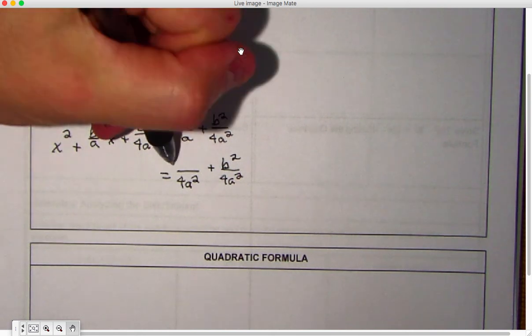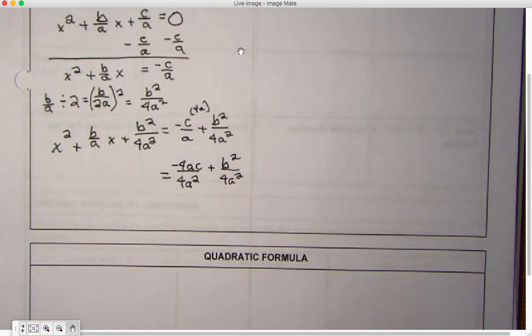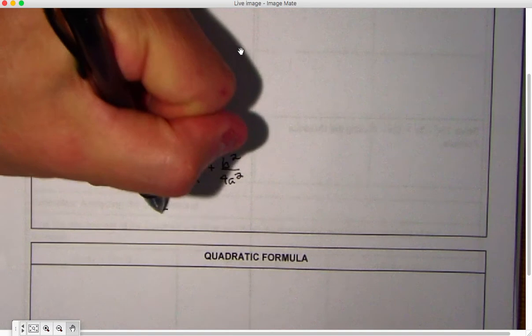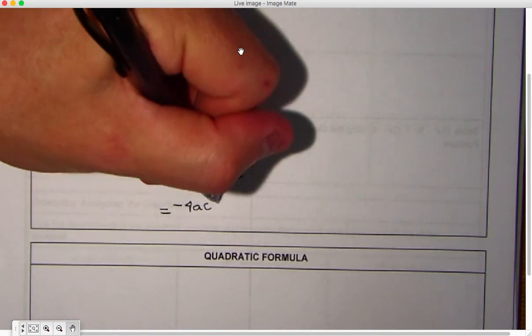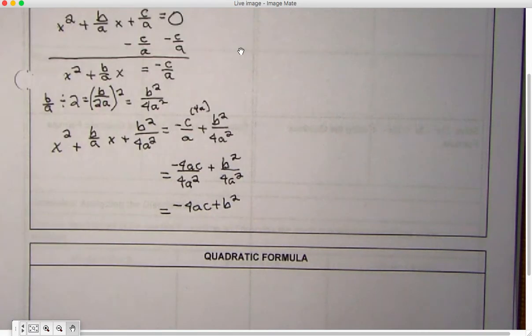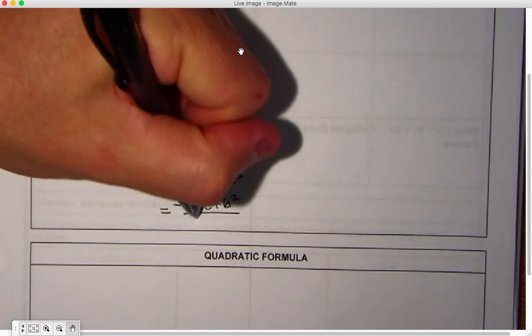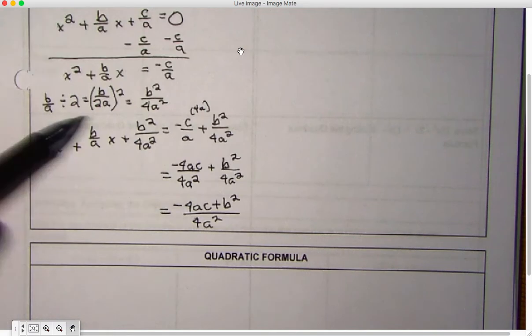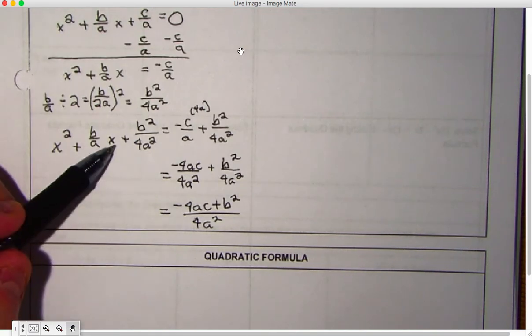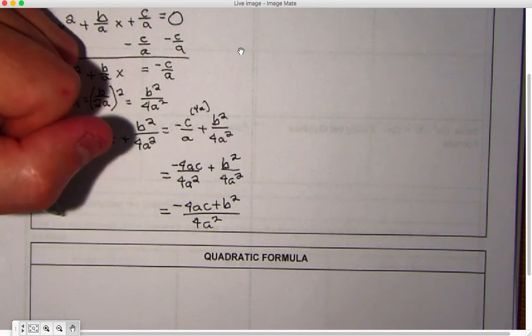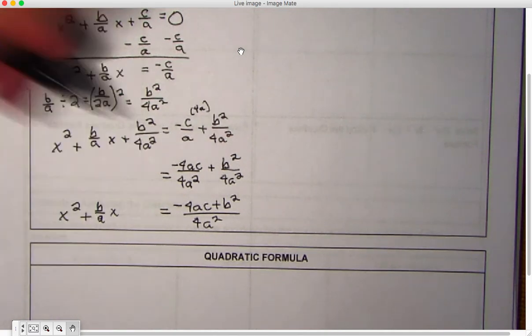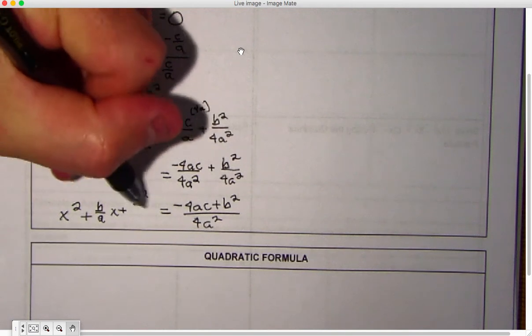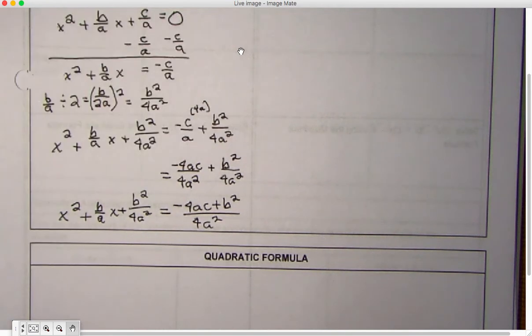And I get negative 4ac. And then I can combine these two since I have 4a squared in my denominator. So minus 4ac plus b squared, and that whole thing is over 4a squared. Now, that right here is equal to all of this: x squared plus b over a x plus b squared over 4a squared.